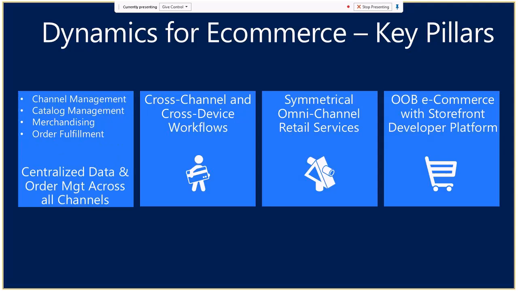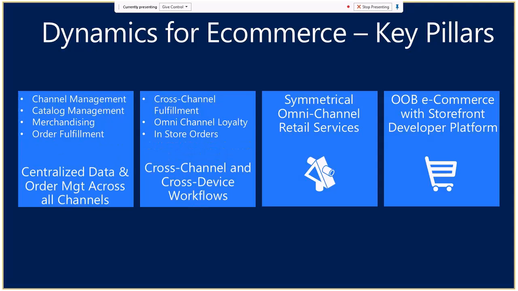The next key pillar is about cross-channel and cross-device workflow. One of the features enabled by this kind of centralized configuration system is that the multiple channels are talking to the single central AX itself, and because of this we can do a number of cross-channel scenarios. For example, buy online and pick up in store, or buy online and return in store. All of these scenarios become available because of the architecture by which the e-commerce system is built.